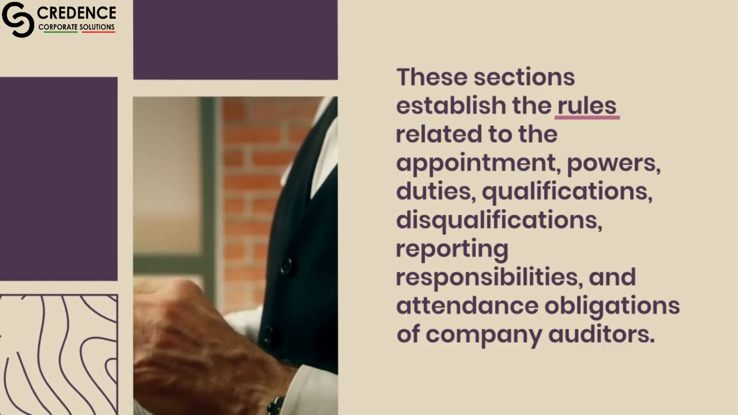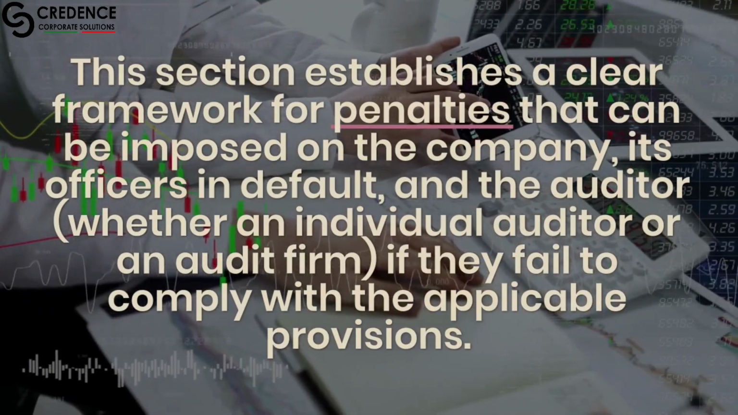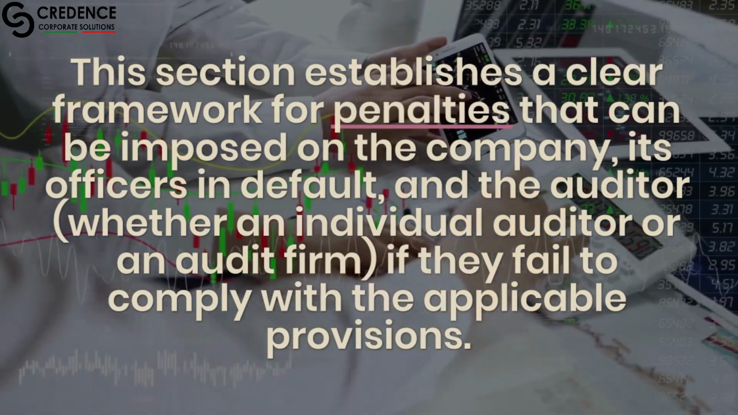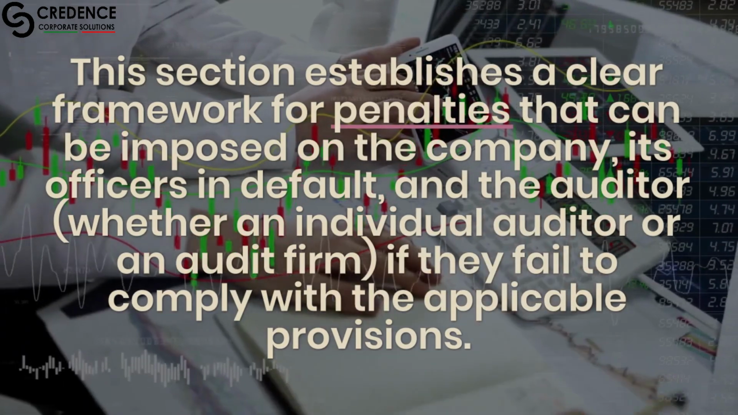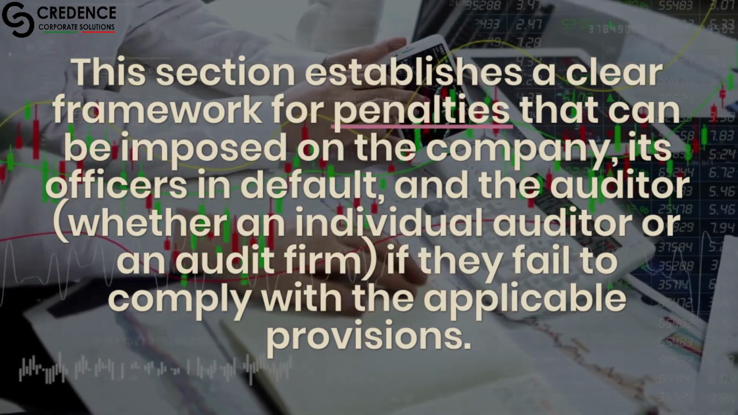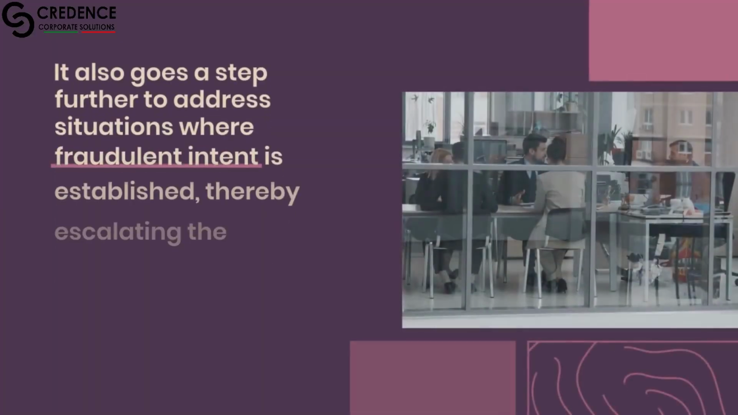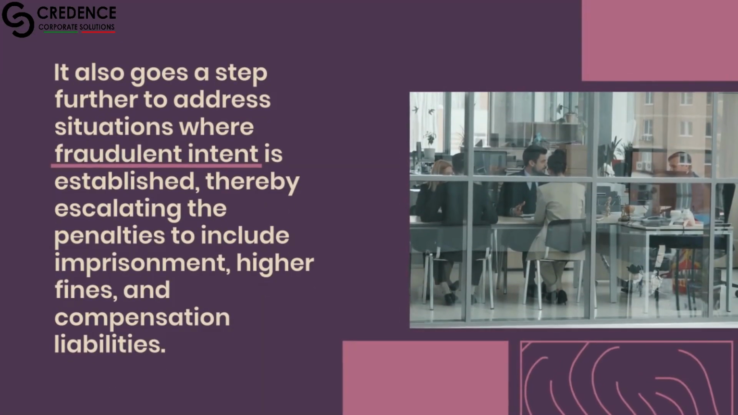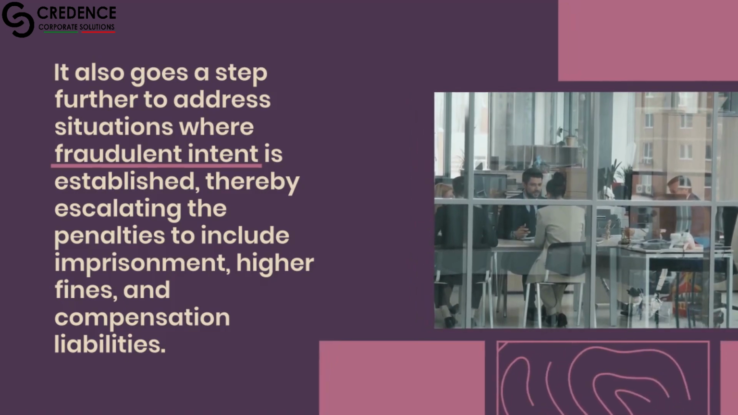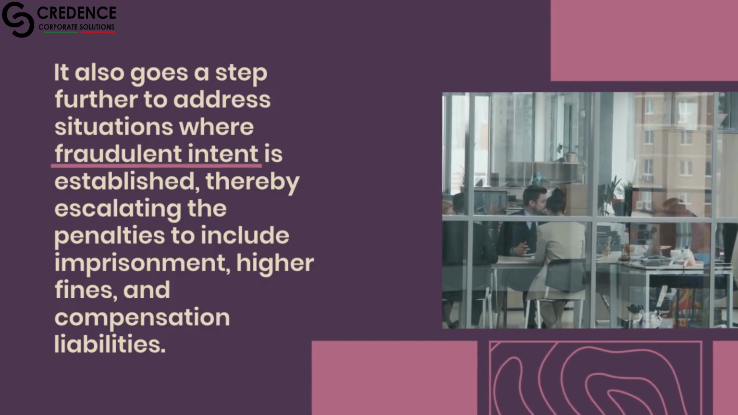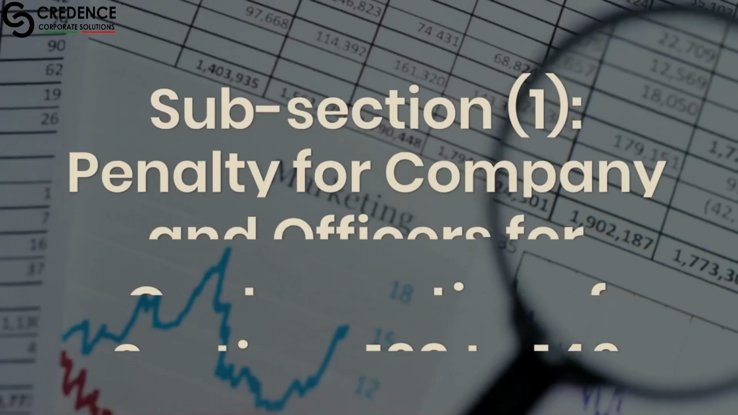of company auditors. This section establishes a clear framework for penalties that can be imposed on the company, its officers in default, and the auditor, whether an individual auditor or an audit firm, if they fail to comply with the applicable provisions. It also goes a step further to address situations where fraudulent intent is established, thereby escalating the penalties to include imprisonment, higher fines, and compensation liabilities.